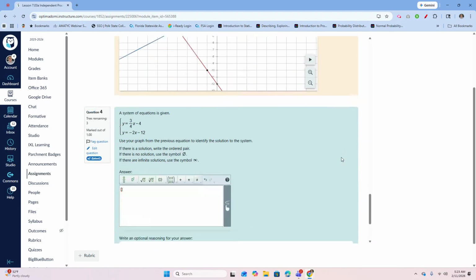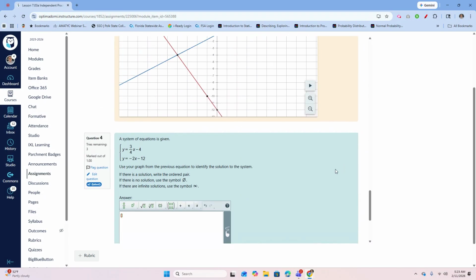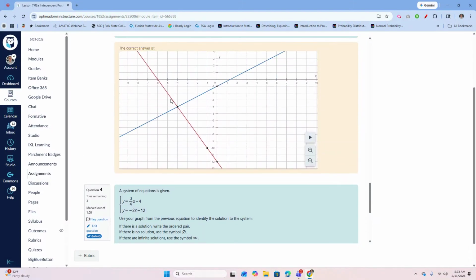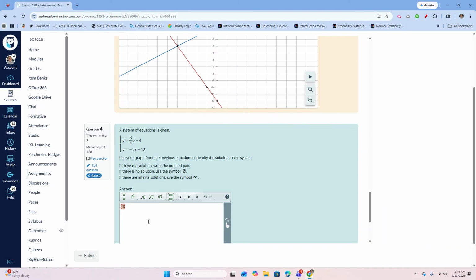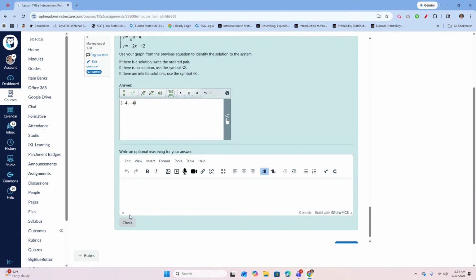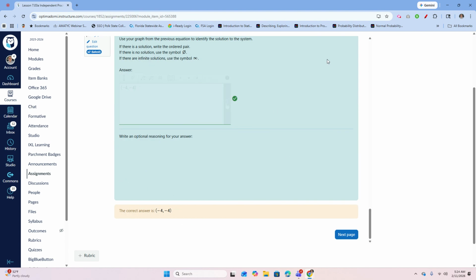I can answer question number 4. And when the 2 lines cross, we say we have one solution. And the solution here is where the 2 lines meet. And you can see I'm pointing with a finger. They meet at (-4, -4). Okay, so that's what I'm going to put here: parenthesis, -4, comma, -4. And that's how you do problem number 2. It was very similar to problem number 1. Let me do one more problem.